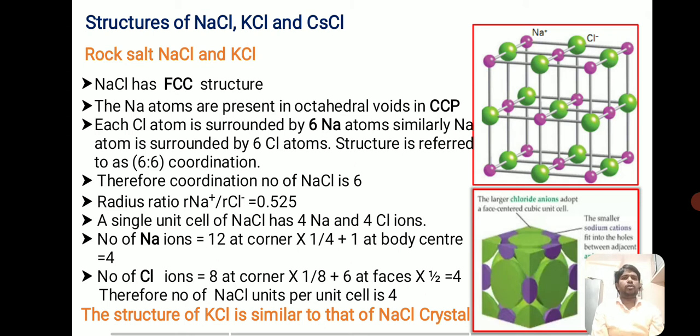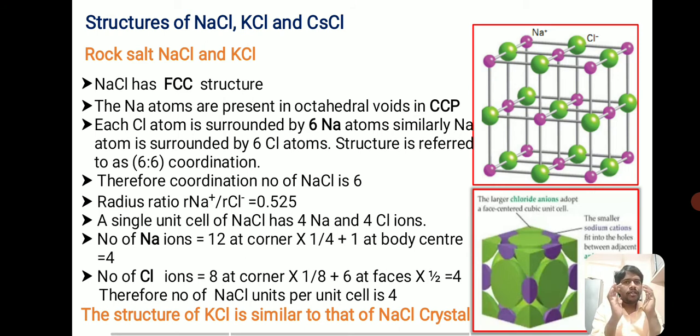Structure of sodium chloride and potassium chloride. First one, structure of sodium chloride. Sodium chloride has an FCC structure, that is a face-centered cubic lattice structure. Here the sodium atoms are present in the octahedral voids in CCP. CCP is nothing but an FCC, that is, a cubic close packed system.